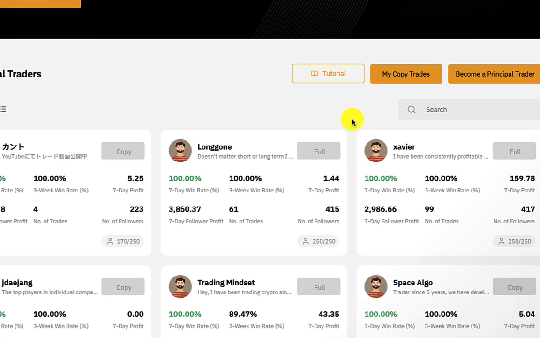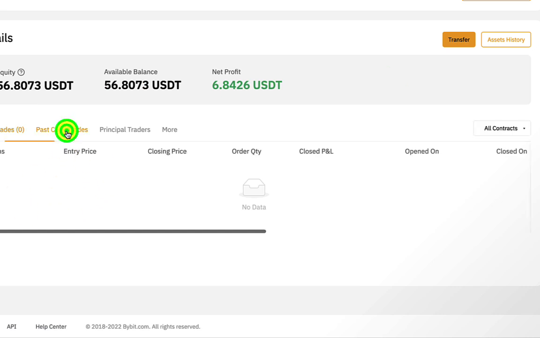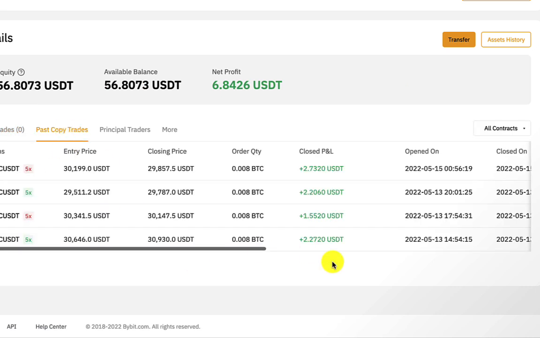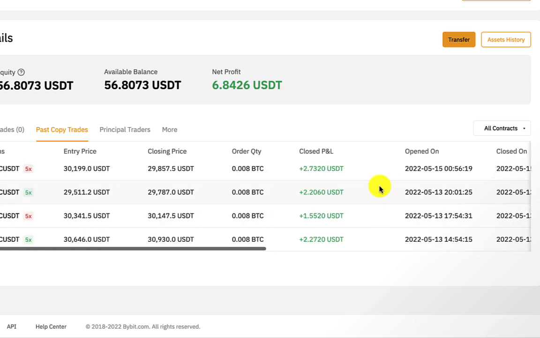Let's have a look at that. So I'll go to my copy trades. Okay, so there's no trades open at the moment, so I'll look at past copy trades. Now you can see here when I changed trader, so the first three here were that Lasong guy, and then the last one is Positive Lee.